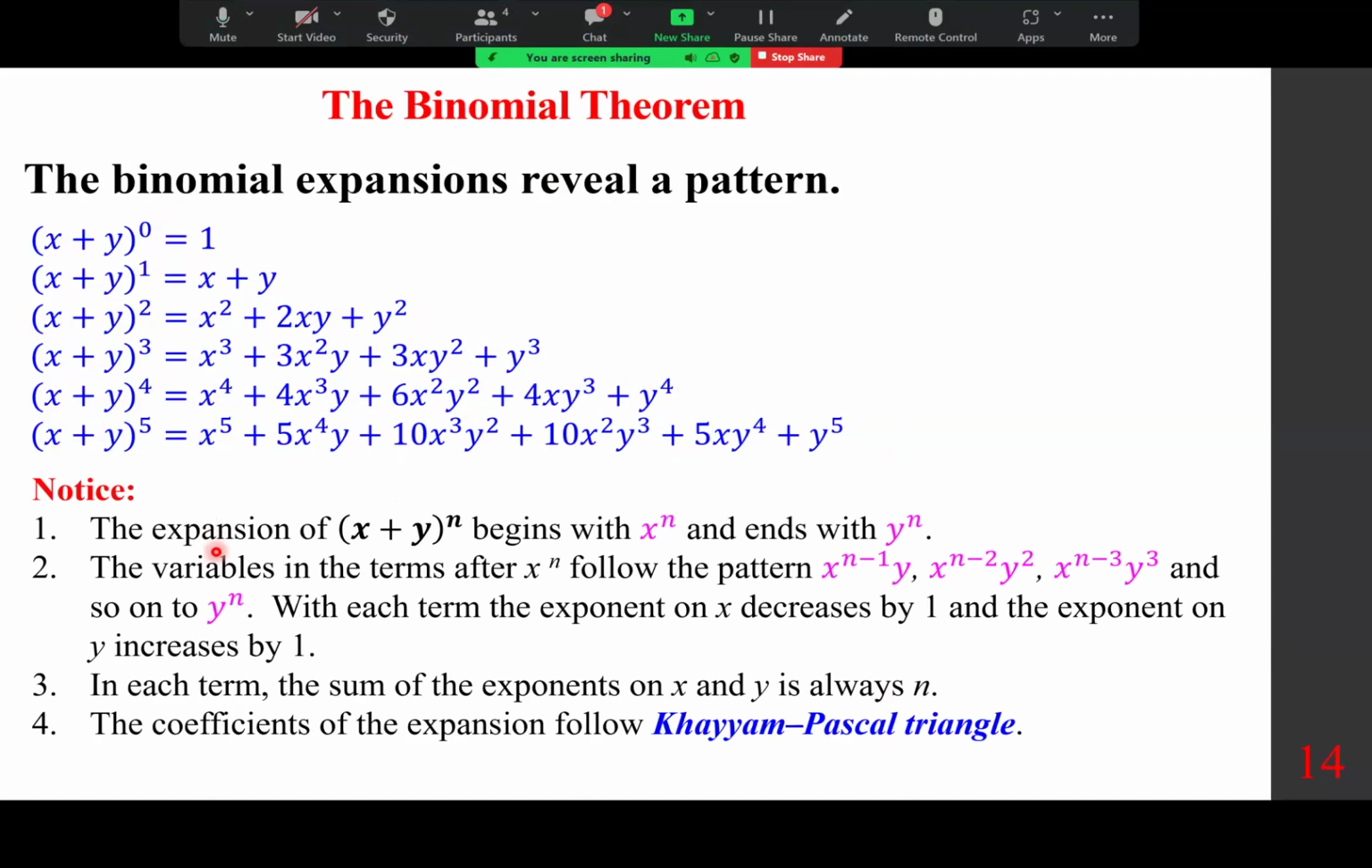Notice the expansion of x plus y to the power of n begins with x to the power of n. See, this one, x to the power of 1, x squared, x cubed, x to the power of 4, x to the power of 5. And ends with y to the power of n. This is y to the power of 1, y squared, y cubed, y to the power of 4, y to the power of 5. So that's the first thing we notice. Second, the variables in the terms after the first one follow x to the power of n minus 1 times y. So for example, if you pick this one, as far as the x is concerned, the exponent goes down by 1, becomes 2, and this is 1.